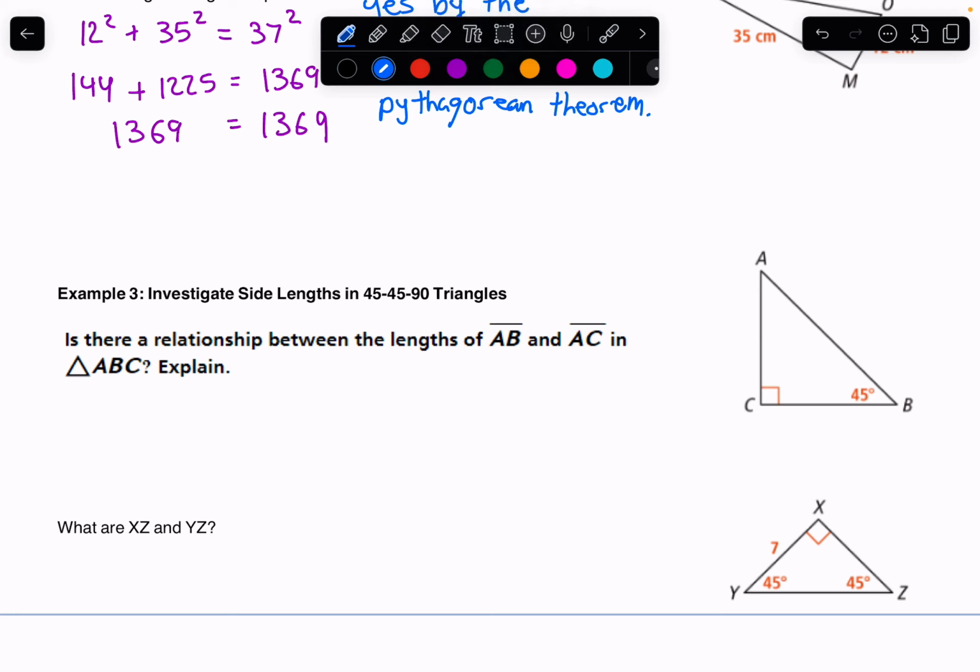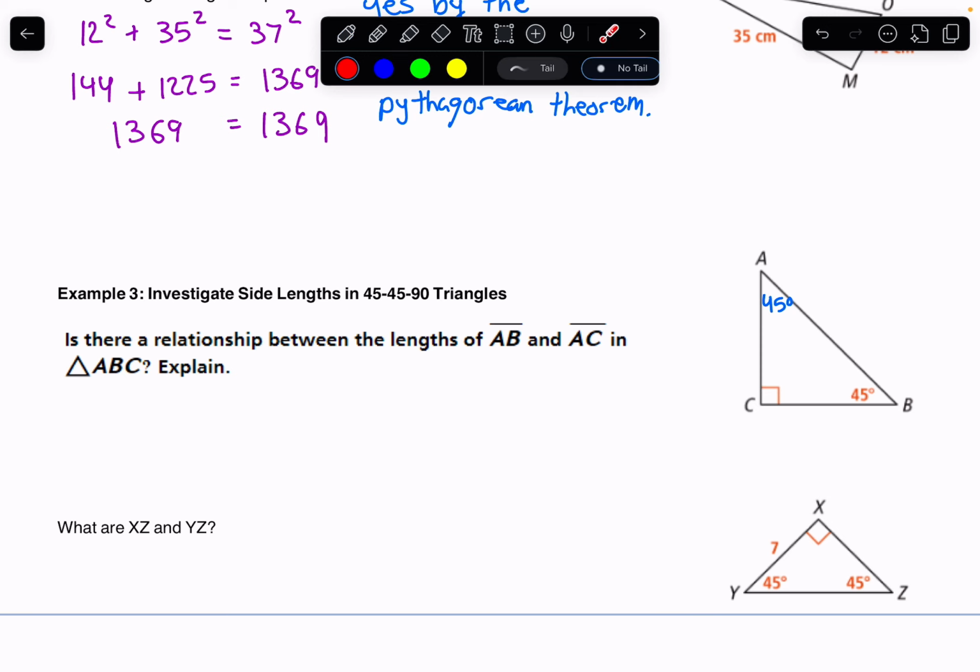So, we want to look for if there is a relationship in this triangle between the side lengths of these two, AB and AC. But there's also a relationship between AB and BC. So when we think of this 45, 45, 90, we don't know that yet. We know this has an angle of 45 degrees and an angle of 90 degrees. But we can pretty quickly realize that this one is 45 degrees as well by subtraction.